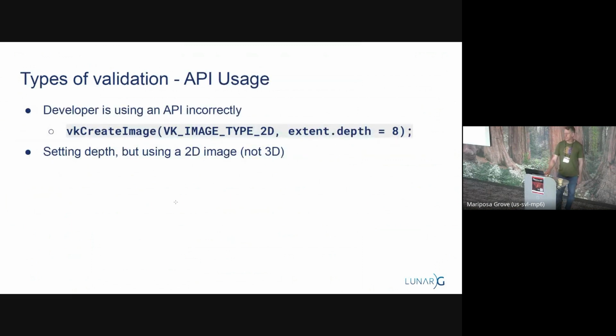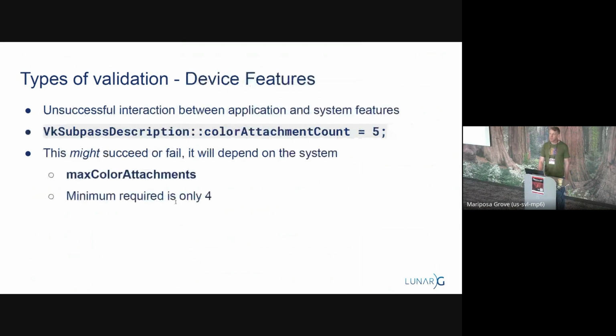And the types of things that we're checking fall into some buckets, which we'll talk about. First one is just straight up API usage. Here's an example where someone's making a 2D image, but they're specifying a depth that isn't 1, and that doesn't make any sense. That's always an error.